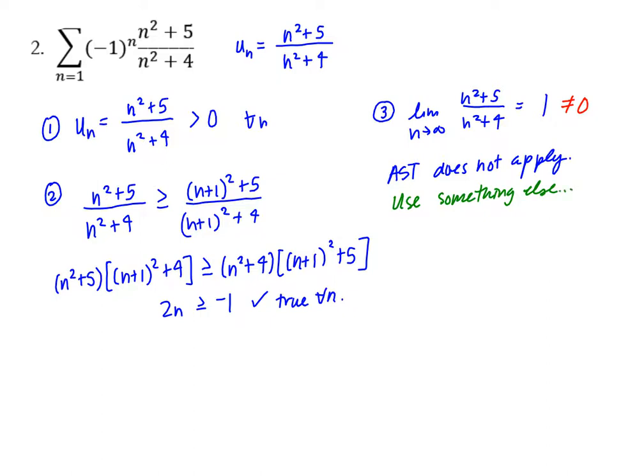What about that thing that we learned called the nth term test for divergence? So if we look at number 3, 3 says that the limit of these terms is 1, and the nth term test for divergence said that the limit had to be 0 for the series to converge. So we could say that by 3 and the nth term test for divergence this series diverges.